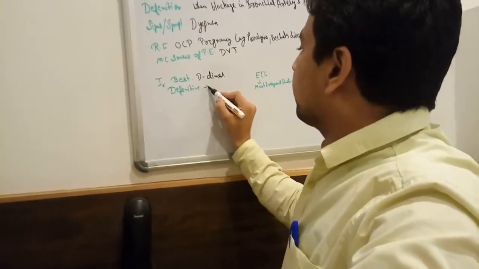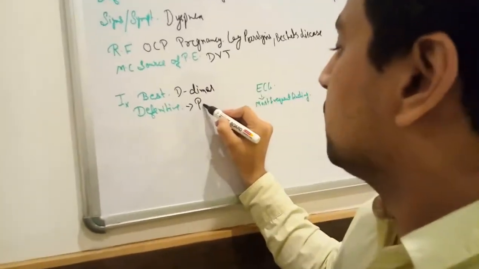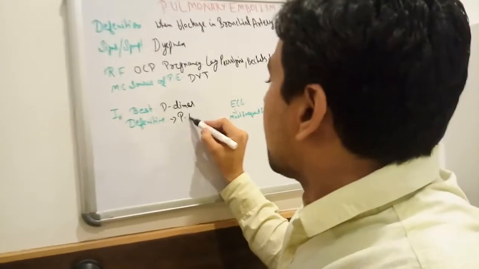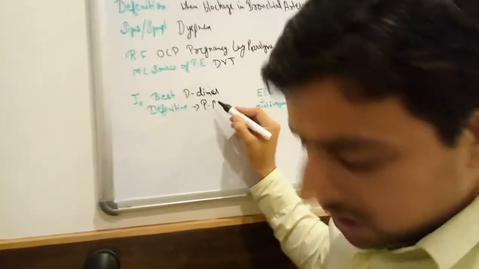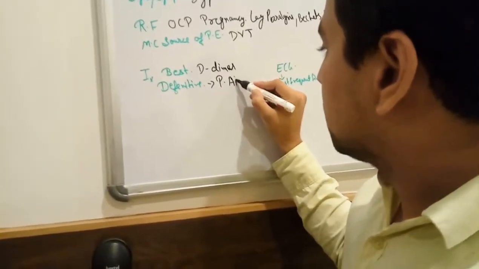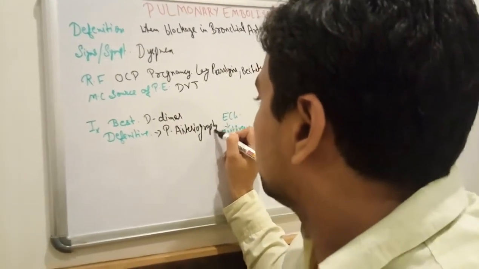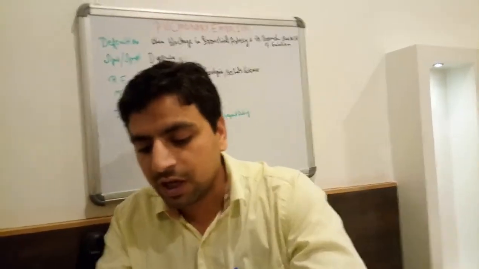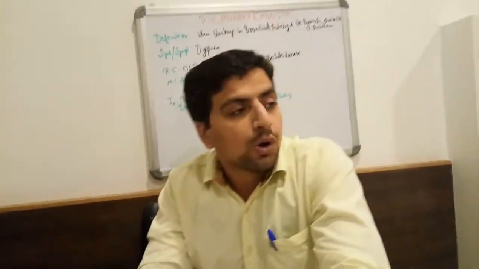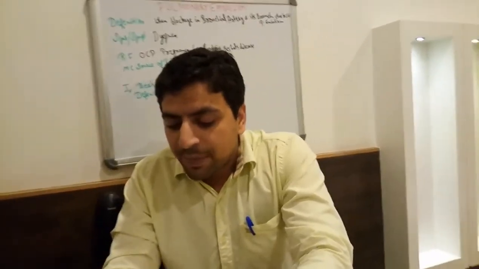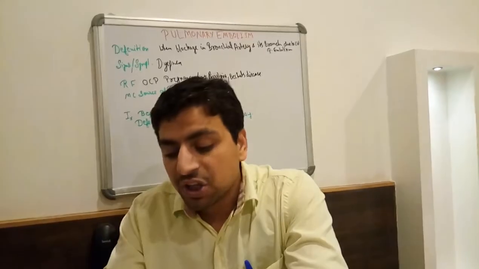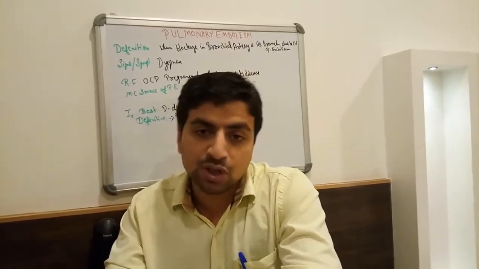I already wrote it here. Definitive is pulmonary. PA represents pulmonary arteriography. It's in the arteries. Arteriography is the most convenient and most definitive investigation. Okay, my dear friends, another question. Best investigation when there is a clinical suspicion of pulmonary embolism in a patient. AIIMS 2007 November.